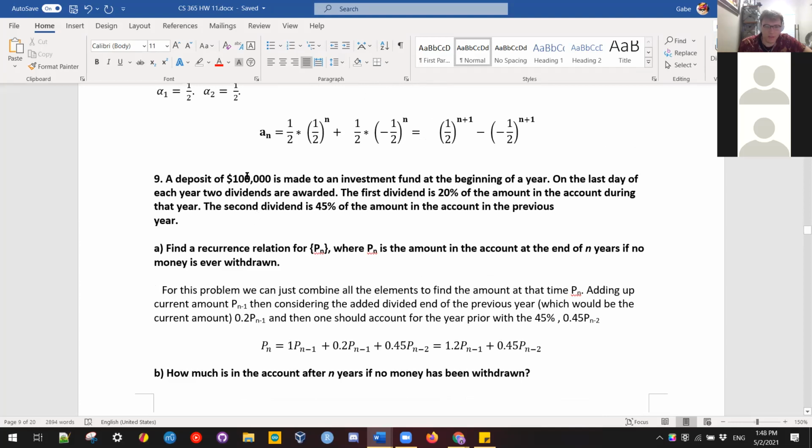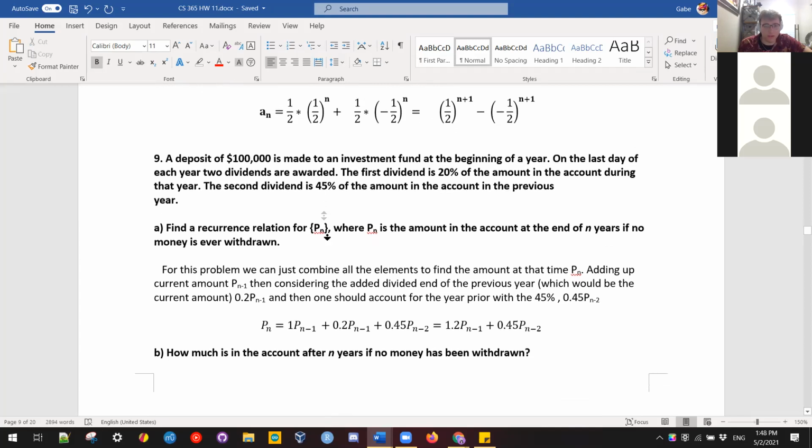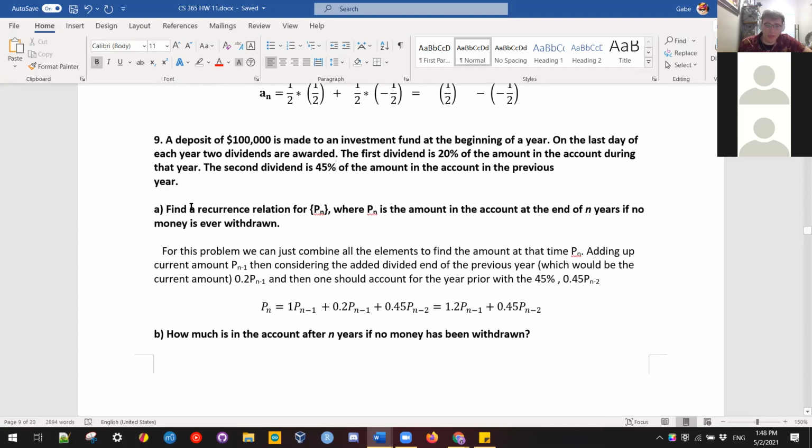This one says something about an investment, and then that previous year. So the current year, and then the previous year would be a n minus 1. You get 20% of that added onto your current balance. And then the year before that, a n minus 2, you get 45% of that balance added onto your account, which is a really good deal, actually. You should sign up for that bank. All of the money. So find the recurrence relation of this.